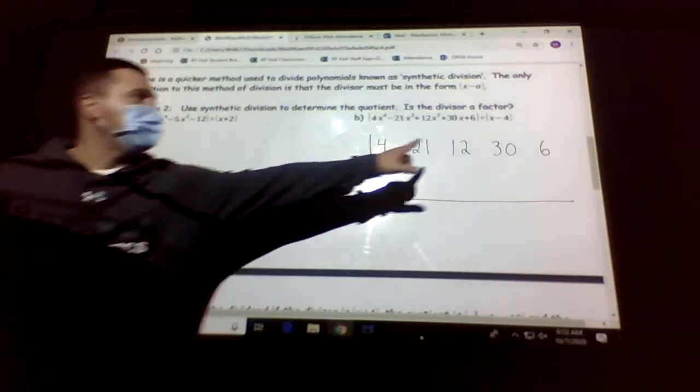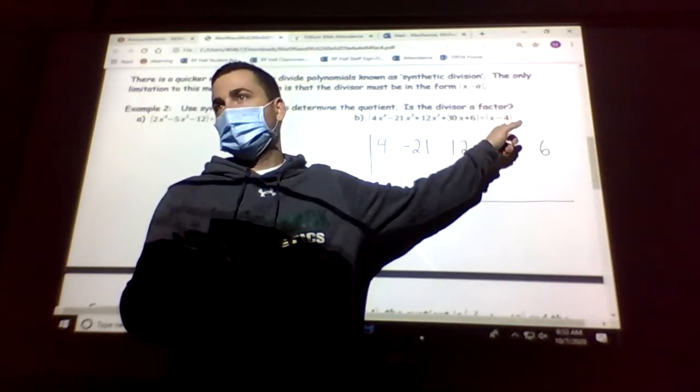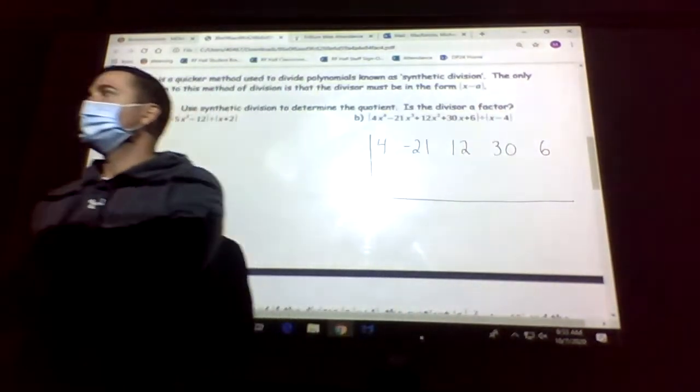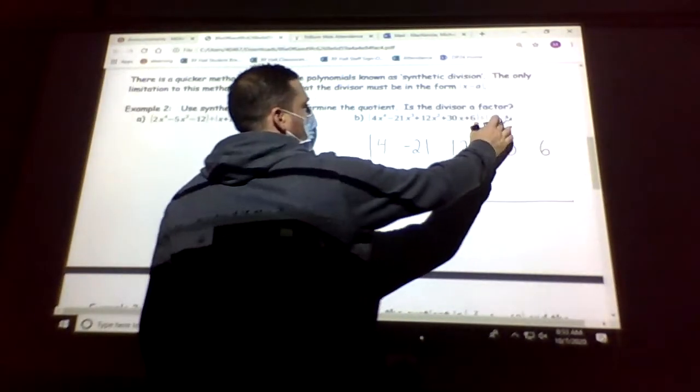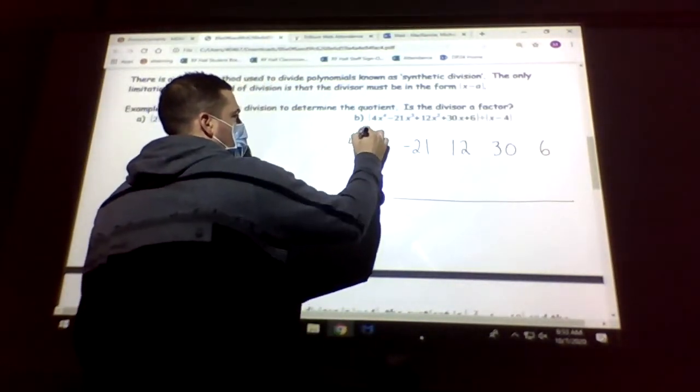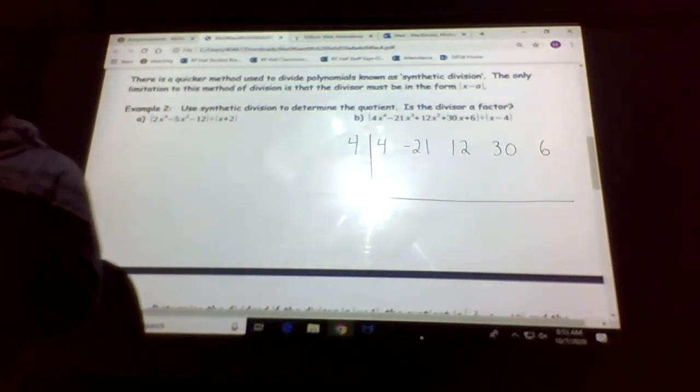So if it's a negative 4 here, if I said, what's your x-intercept, and it's negative 4 here, what would be the x-intercept? Positive 4, right? The opposite. So we're going to do that here. So we're not going to put negative 4, we're going to put positive 4 on the outside.